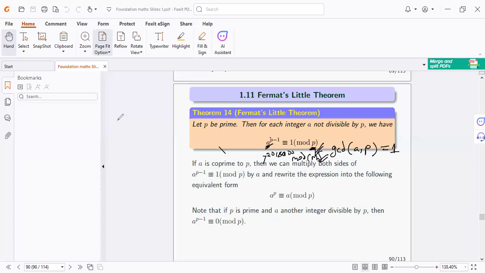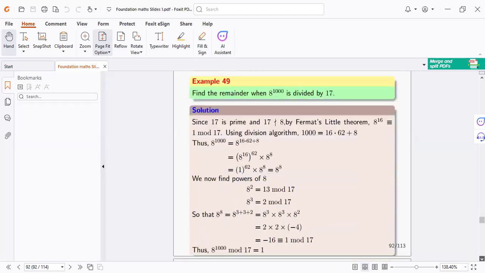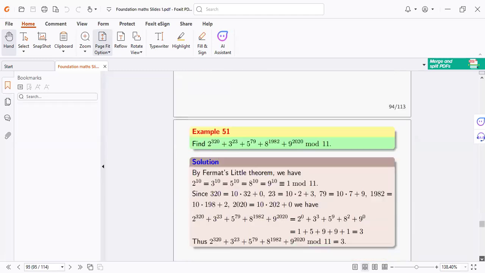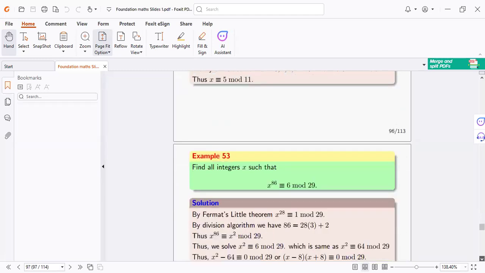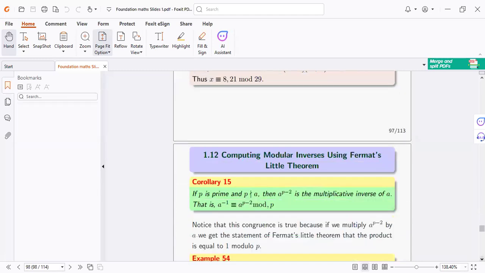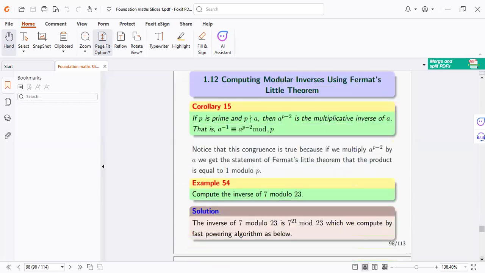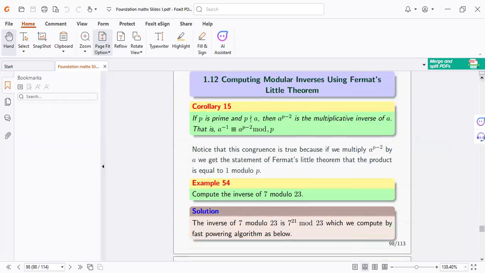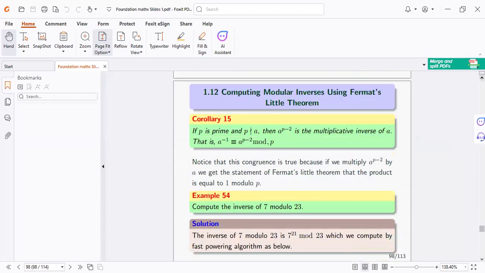So today, therefore, we're supposed to look at how to find the inverse using Fermat's little theorem. So that is what I'm supposed to share. Yes, so this is where I'll start from. I begin with the statement here.